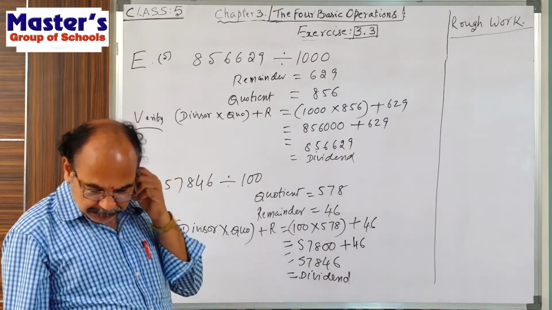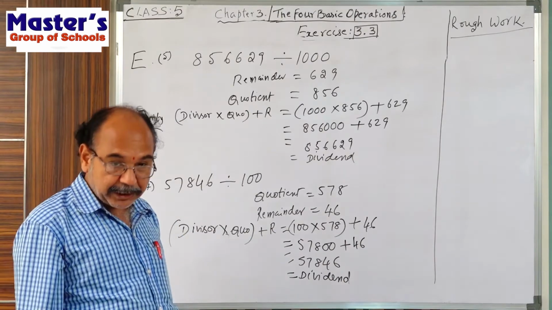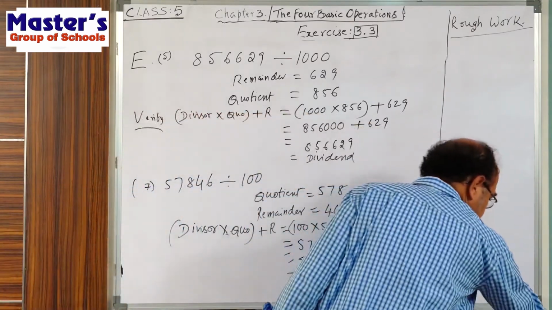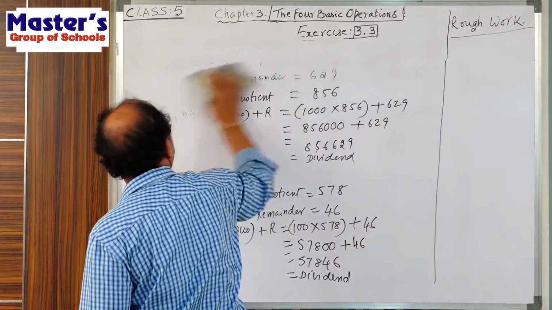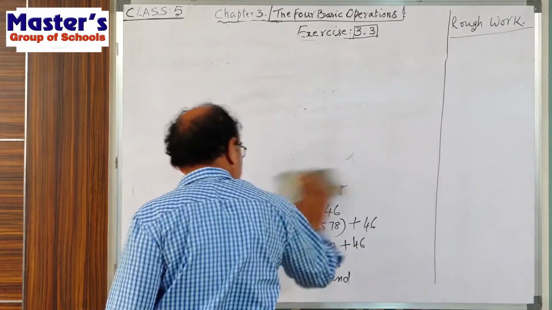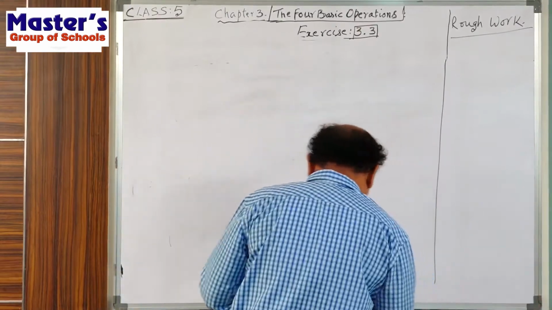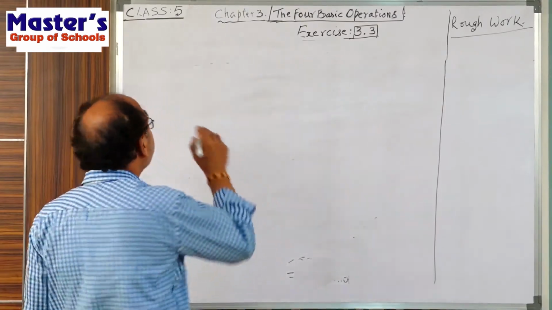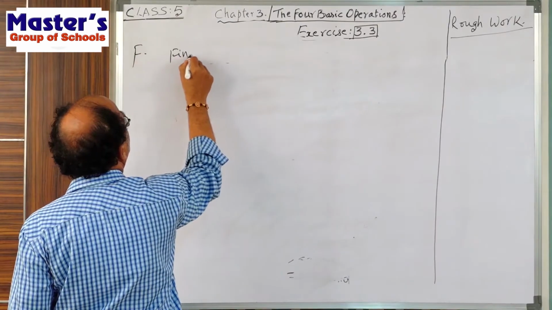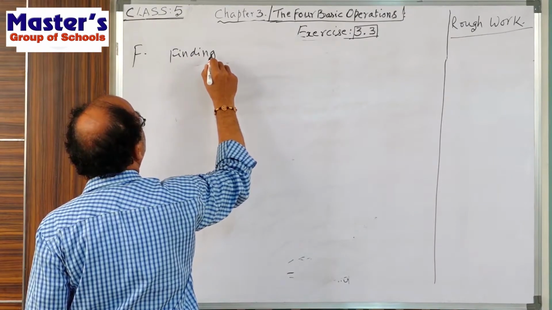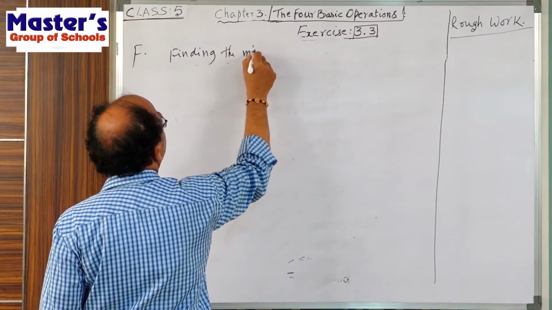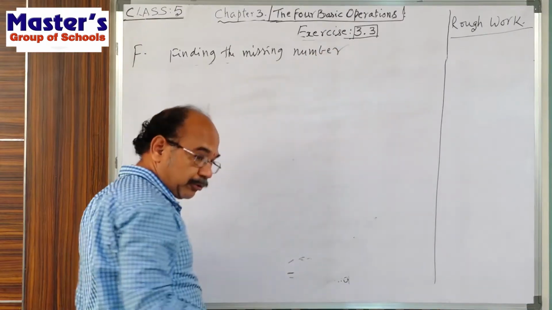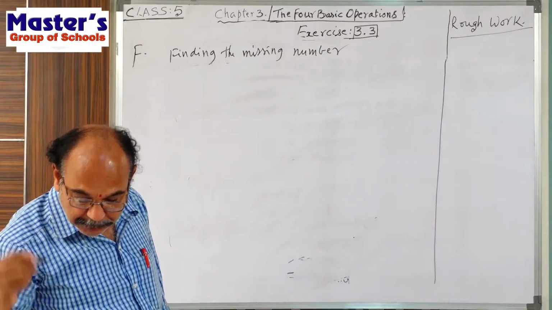Okay. Next question: find the missing number. See children, here, find the missing number. I am writing here, F. We are coming to this section F. Finding the missing number. What is the question here? Only one sum is there.